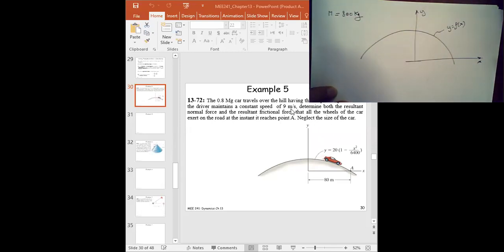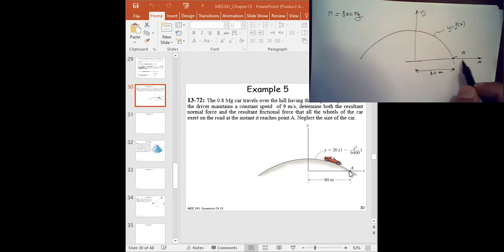Okay, and the car is going with a constant velocity along this slope. What we would like to do is find the resultant normal and frictional force on the car at point A. At this point, basically, we have 80 meters.